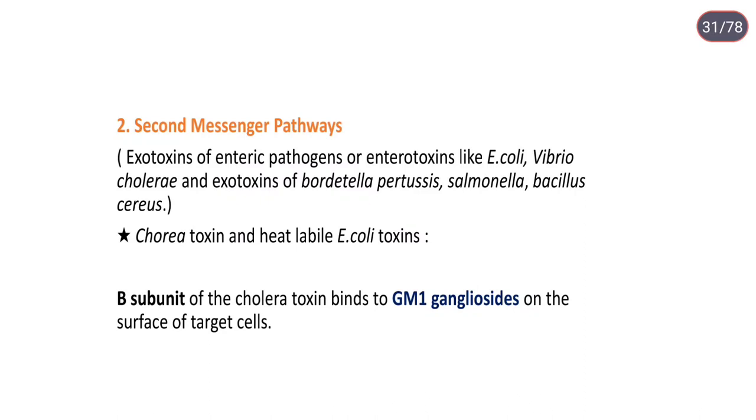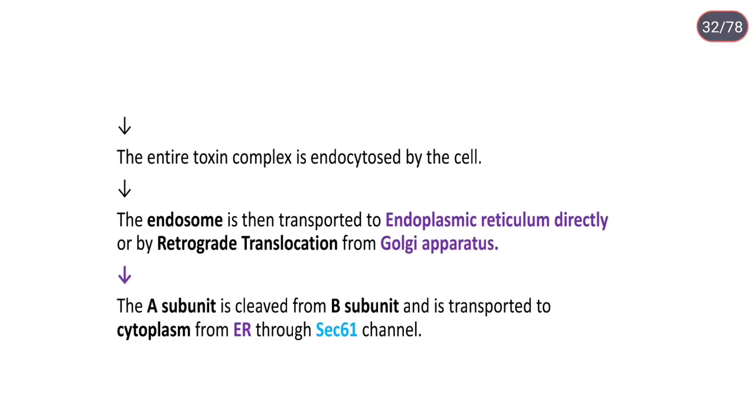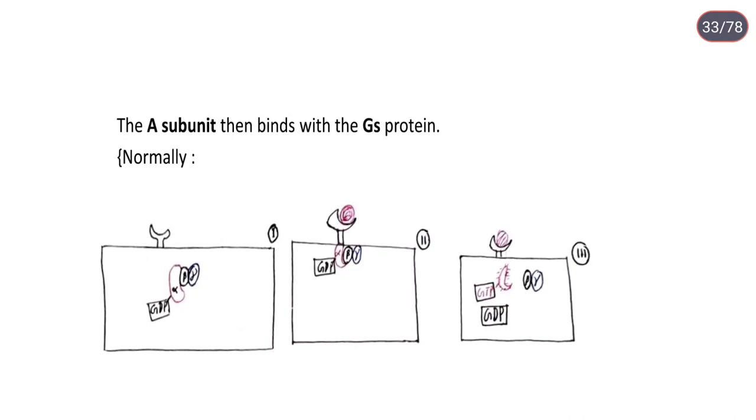Okay, so cholera toxin and Escherichia coli toxin bind by the B subunit on the receptor called GM1 ganglioside on the surface of the target cell, and the entire exotoxin receptor complex is then internalized by clathrin mediated endocytosis, and the endosome is transported to the endoplasmic reticulum directly or by retrograde transport to the Golgi apparatus. And there is a special type of channel in the endoplasmic reticular membrane, through which the A subunit comes out into the cytoplasm of the host cells.